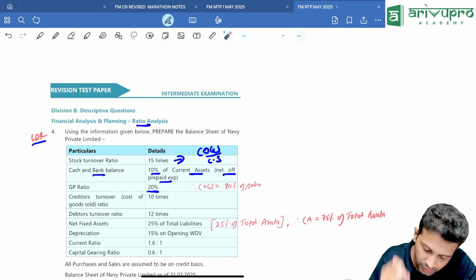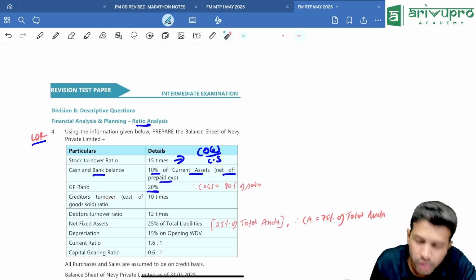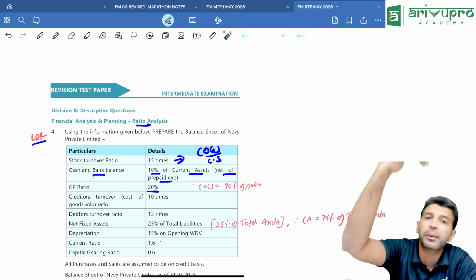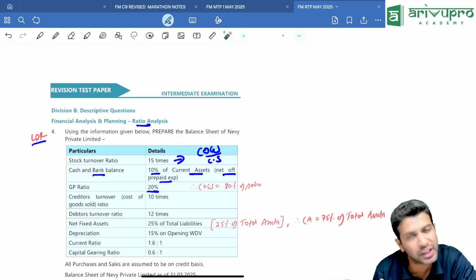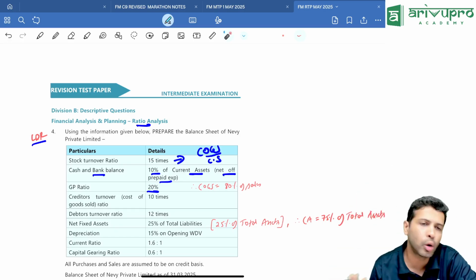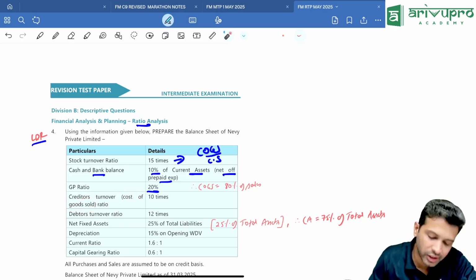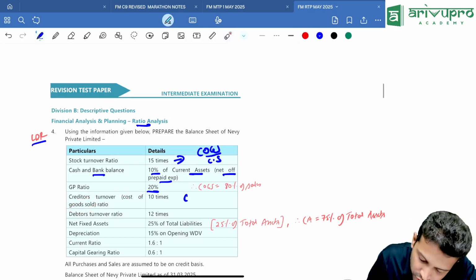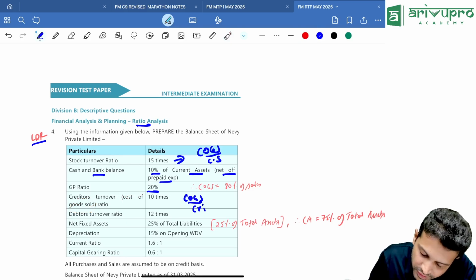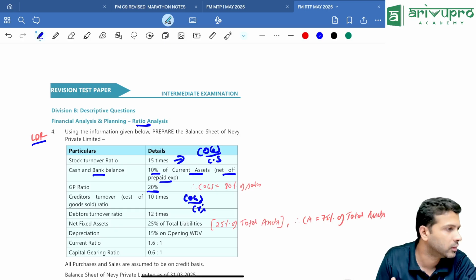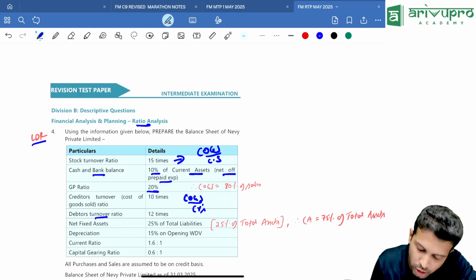Okay, fine. Creditors turnover ratio. Normally, how do you calculate creditors turnover ratio? Annual credit purchases are divided by average accounts payable or closing balance of accounts payable. But here they told creditors turnover ratio is based on COGS. That means the formula will be COGS divided by creditors. You can take it, or you can take accounts payable. Fine now. Alright. Next, debtors turnover ratio is 12.